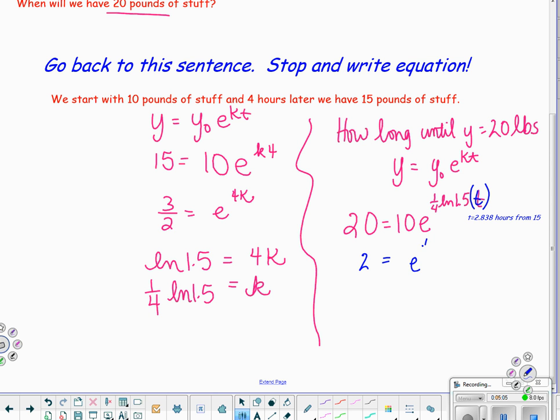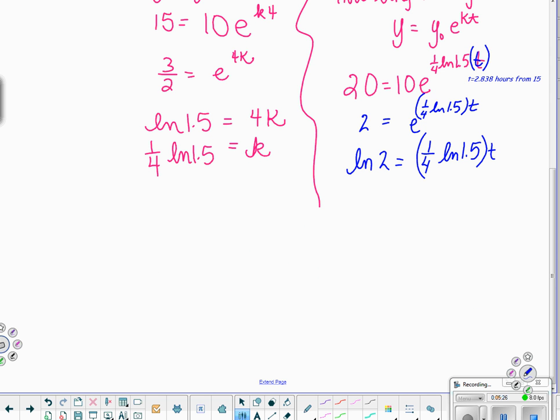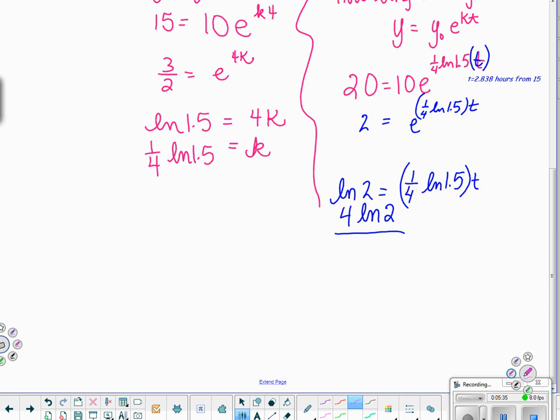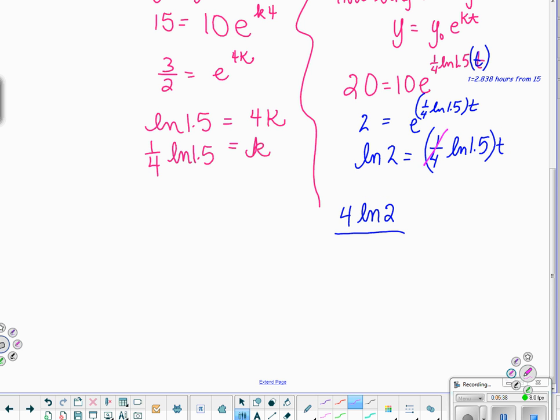2 equals e to the 1/4 natural log 1.5 times time. Natural log both sides. That e will wipe away and we'll get natural log 2 equals 1/4 natural log 1.5 times t. So actually I'm going to multiply by 4 first, clear that 1/4. That's gone because I brought it over as a 4, didn't I? So I divide by natural log 1.5 now, and that should give us our time element.